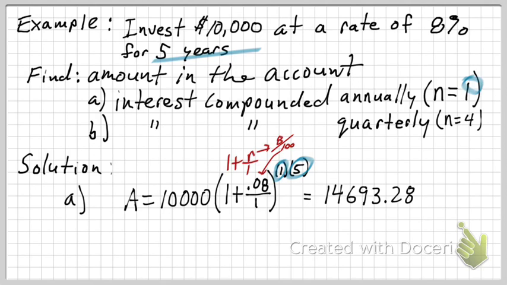Usually, if I was going to put this into a calculator, the first thing I would do is compute this garbage. If you wanted to put it in your calculator and make sure you got it correct, this should work. You should be able to put 10,000, an open parentheses, a 1 plus 0.08 slash 1, and then use your caret symbol, parentheses, 1 times 5.